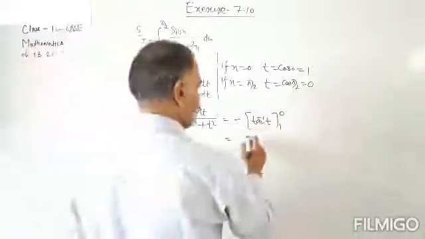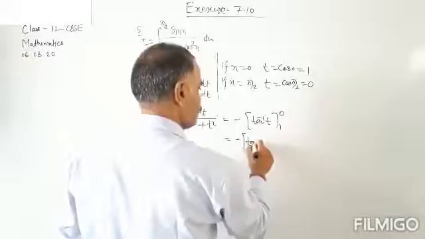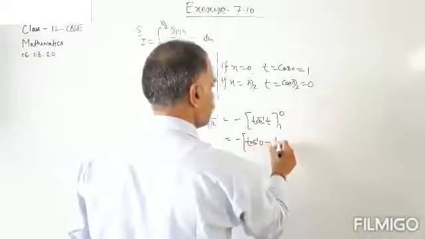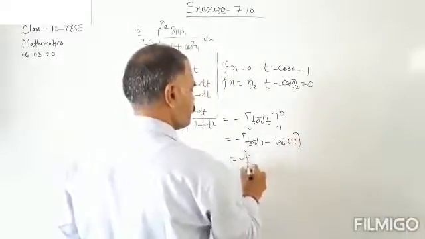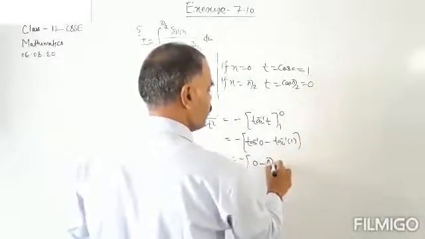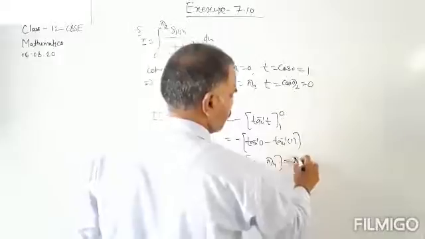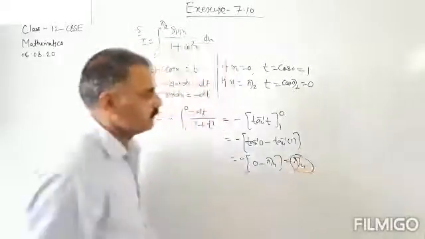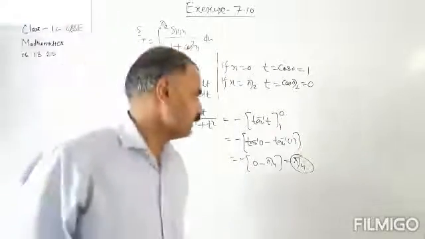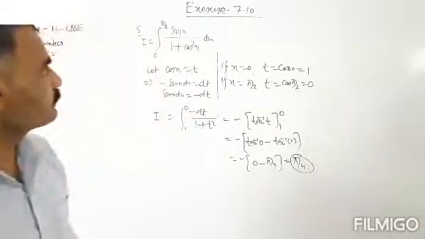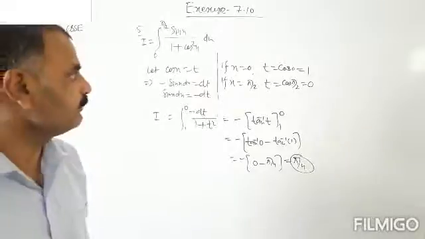Okay. Now let's take the limit. Tan inverse 0 minus tan inverse 1. Tan inverse 0 is 0. So 0 minus pi by 4. Tan inverse 1 equals to pi by 4. So equals to pi by 4. So the integration of the given function is equals to pi by 4.